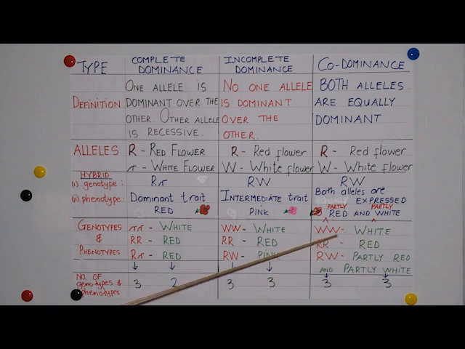The white phenotype would be represented with two capital W's, and the alleles for the red phenotype would be two capital R's. The same with the genotype of the hybrid. Capital R and capital W for both incomplete and codominance. However, the phenotype of the hybrid for incomplete dominance is an intermediate color of these two. Intermediate for red and white is pink. And the phenotype for this hybrid in codominance would be a combination of white and red. Therefore, this phenotype would be partly red and partly white.